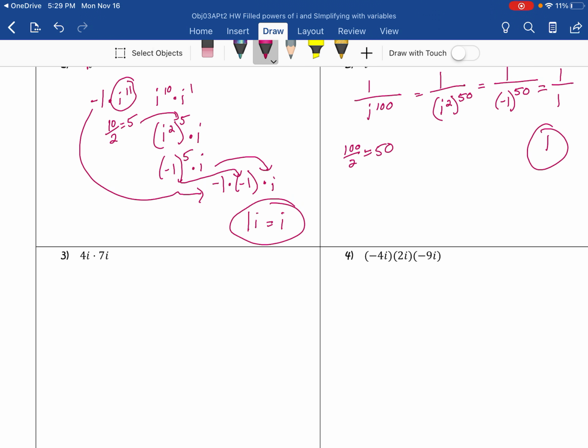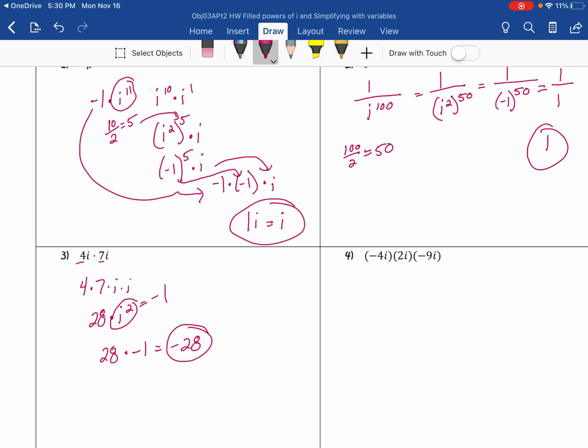All right, 3 and 4, just a little bit more challenging. I multiply by numbers, I multiply by i, so that's going to be 4 times 7 times i, which is 28 times i squared. Anytime I see i squared, I know that's negative 1, so this is going to be 28 times negative 1, which is negative 28.